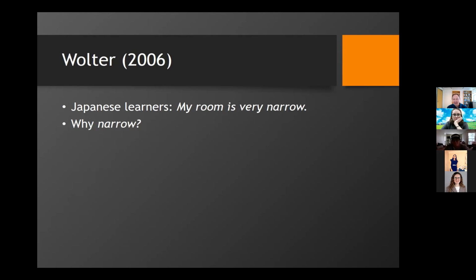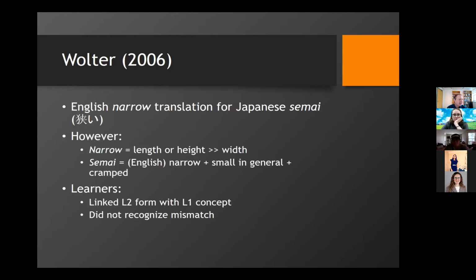Well, as you can probably guess, the English narrow is translated into the Japanese word semai, and you can check this in Google Translate, but they don't mean the same thing. Narrow in English is when the length or height is much greater than the width. But semai in Japanese encapsulates the English narrow, but it can also just mean small in general. So in some cases, their rooms might have been perfectly square, but they were still calling them semai. It could also just mean cramped. You might have a very large room, but have a lot of stuff in it, and you could still describe that room as semai because it feels very cramped.